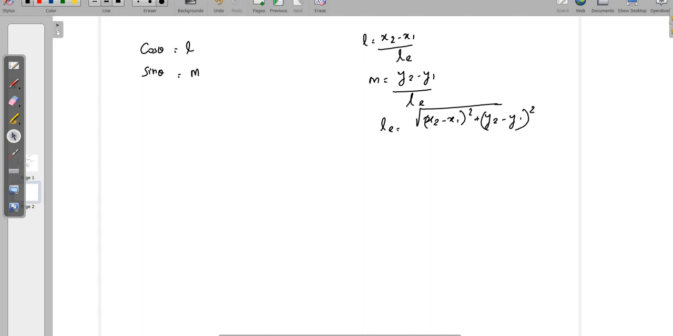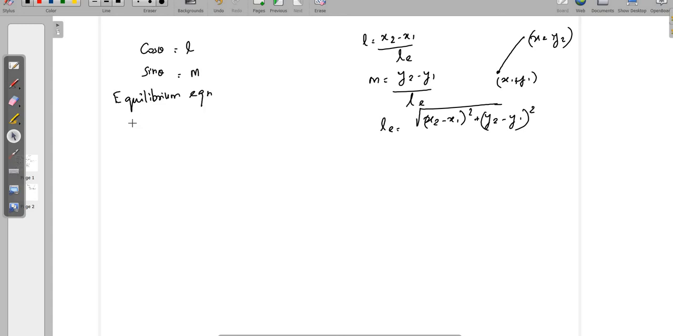So if you take a member, you have some x1 y1 and x2 y2 representing the corresponding nodes. You can substitute the values to get L and M, where L is cos theta, M is sin theta. So it is easy to understand while you are deriving the equation. So now we know the equilibrium equation for the finite element method.